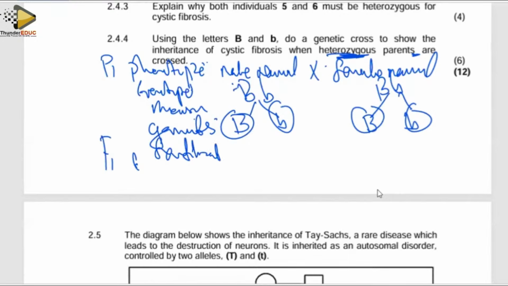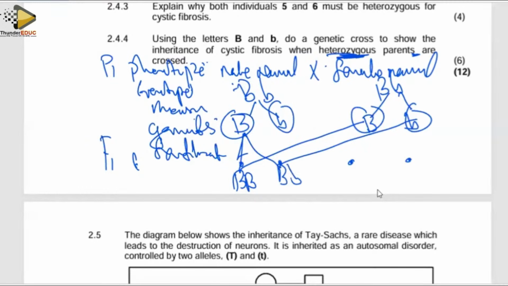You can draw a Punnett square or you can cross. So I always tell people, draw a bullet. So this with this, you join the bullets. Capital B with that, capital B, small b. Now this with that, you start with the capital letter, capital B, small b. Then that with that is small b, small b. Then these are offsprings. We said F1 offsprings.